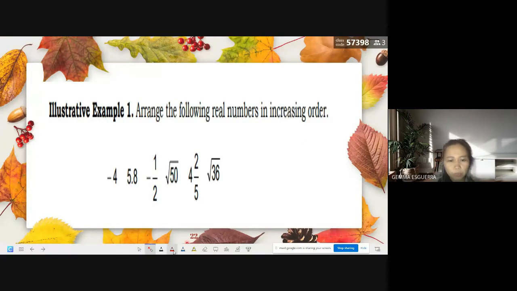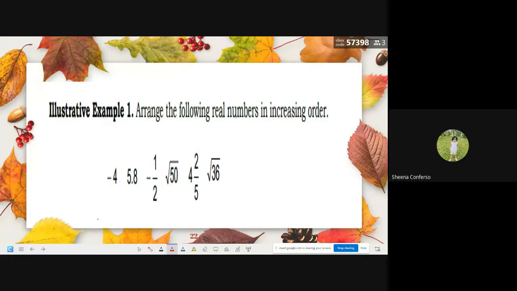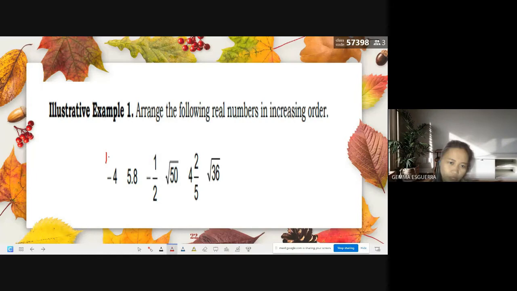Paano po ba natin i-arrange to? Anong mauuna? Which is the biggest number here among the given? Pag sinabing increasing order, we are going to start from the smallest up to the greatest. So ano po yung pinakamaliit na number dito? -4 po. Okay, so this will be the first. And what will be the second?